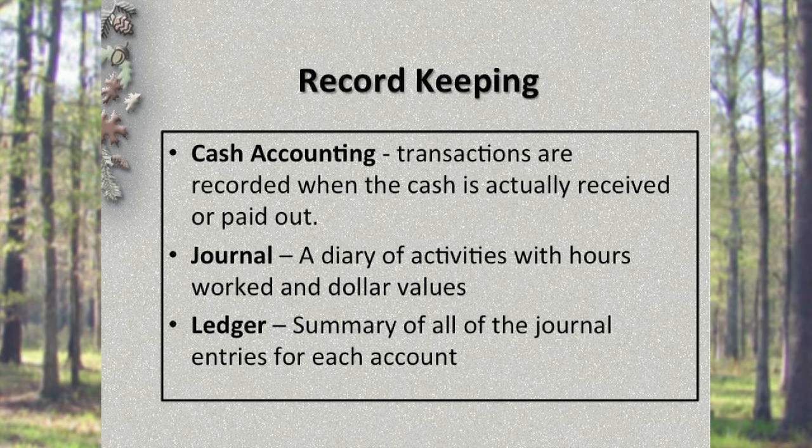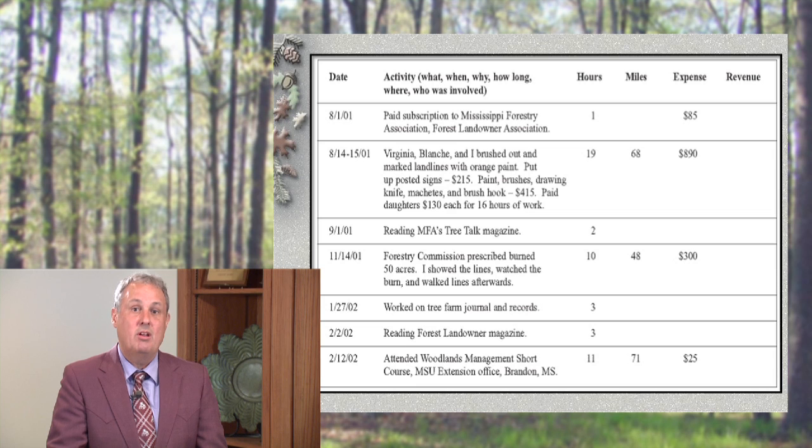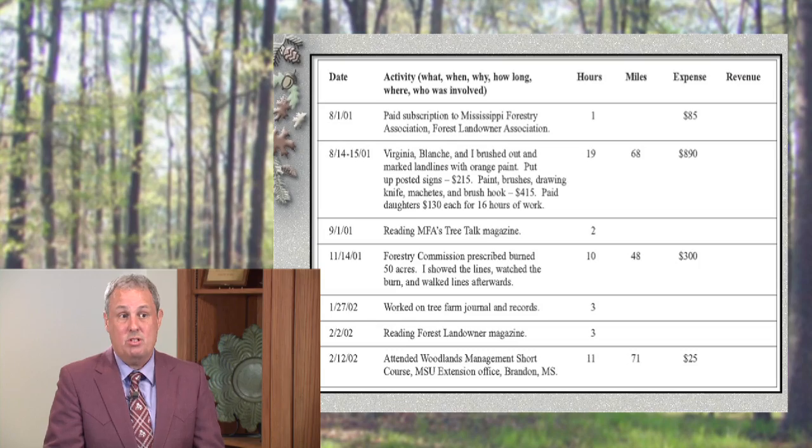The type of record keeping that we recommend is cash accounting. If you spent something this year, then you deduct it this year. There's other ways of doing things, but cash accounting is usually best. You need to keep a journal, and if you're in a business, you need to keep a ledger as well. Here's an example of a journal for a forest landowner: when they worked on their tree farm, when they read magazines, those kinds of things. They're keeping track of their hours, they're keeping track of their costs, and these things will help them determine that yes, they're in the business, and yes, they have intent to make money, and here are their deductions for each year.